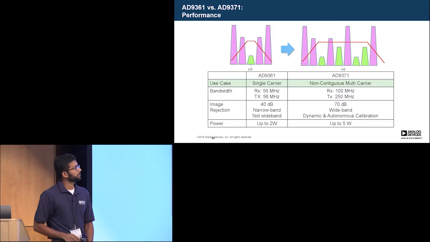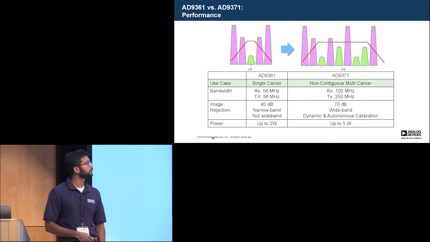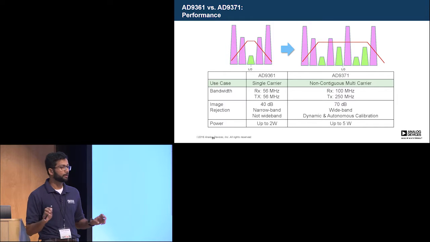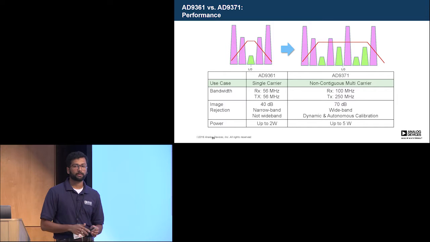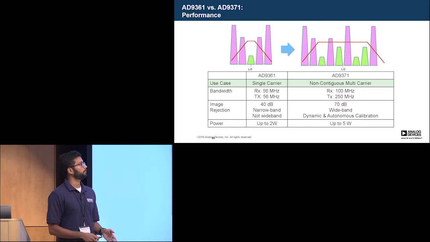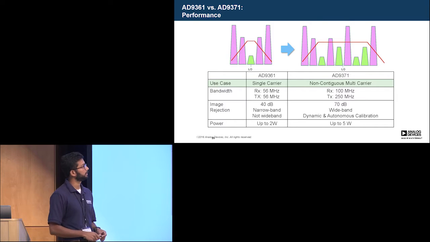So the use case for the 9371 is clearly more of a multi-carrier scenario compared to the 9361. You have a synthesis bandwidth of 250 megahertz as opposed to the occupied bandwidth of 100 megahertz. What that really means is you can put your channels of interest in the 100 megahertz around the LO, but you can synthesize up to 250 megahertz. The reason why we don't occupy all of the 250 megahertz is because of all of the filtering stages that add a lot more gain variation throughout the signal chain.